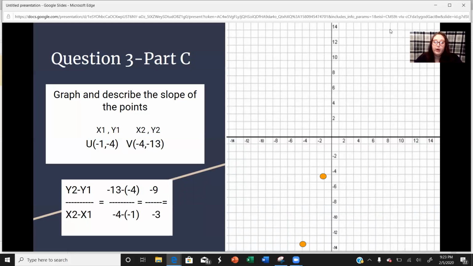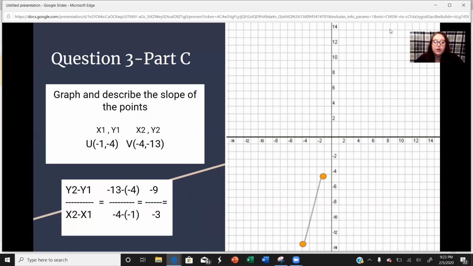And to get our slope, we'll do the y2 minus y1, so negative 13 minus negative 4. So when we're subtracting a negative, it's basically the same thing as adding. So if you wanted to change that into being negative 13 plus 4, you would still come up with the same number, which is a negative 9 on top. And for our bottom part, we've got x2 minus x1, and our x2 is going to be negative 4 minus the x1, which is negative 1. So again, you could do negative 4 plus 1 or negative 4 minus negative 1, and you'll come up with the same answer either way.